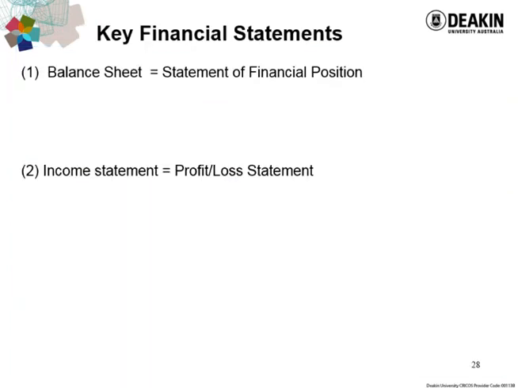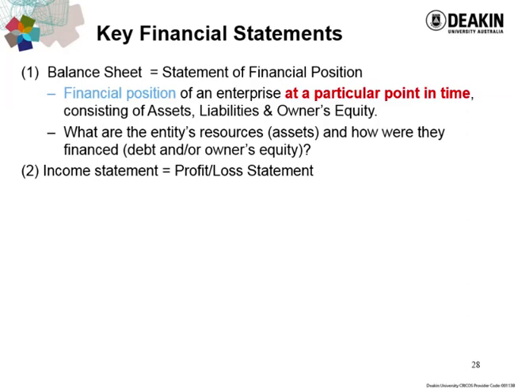Alright, in the next few slides, we will look at a few key financial statements. Balance sheet is also known as the statement of financial position. It shows the financial position of an entity at a point in time. Financial position means financial structure and financial stability. It shows the financial structure of the entity, meaning what are the resources, what are the assets, and how are those assets financed by liability versus equity, and whether the entity is financially healthy.